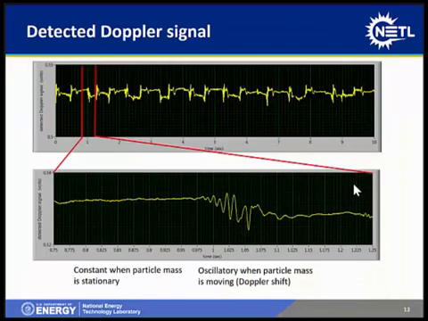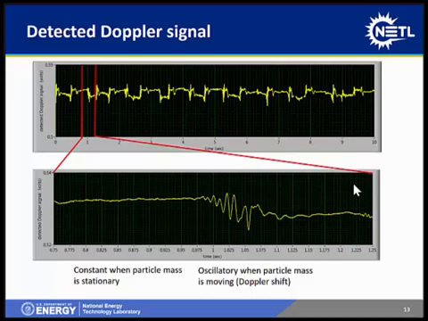Okay, this is a time plot of the detected Doppler signal as a function of time. This is from 0 seconds to 10 seconds. So there was wave-like motion taking place, and you can see that wave-like motion as these little blips here in the Doppler signal. In between those wave-like motions, the Doppler signal is nearly static.